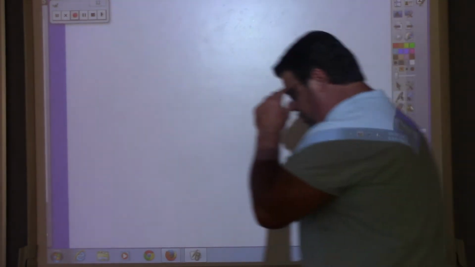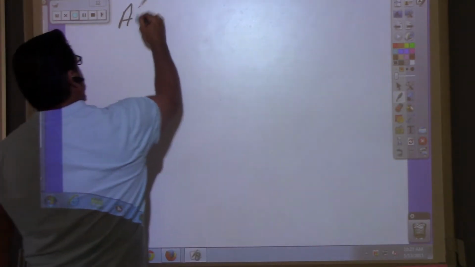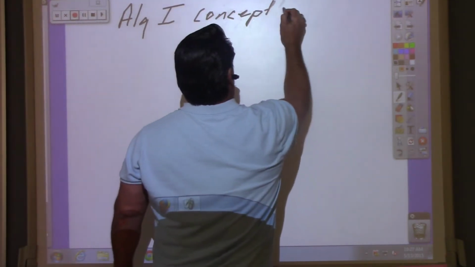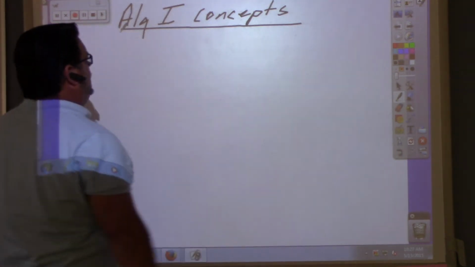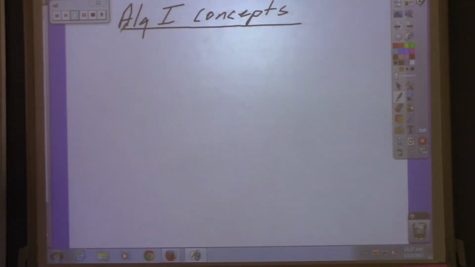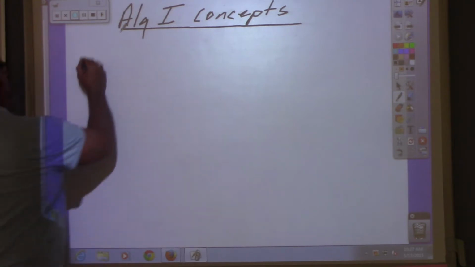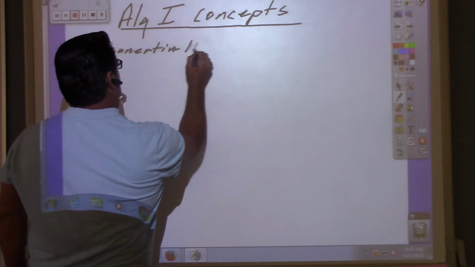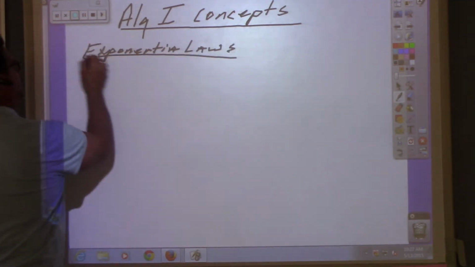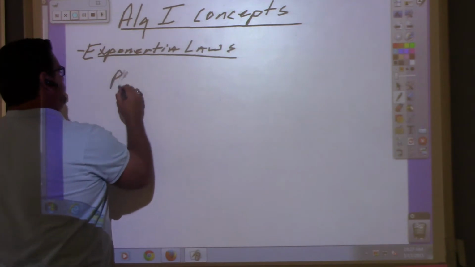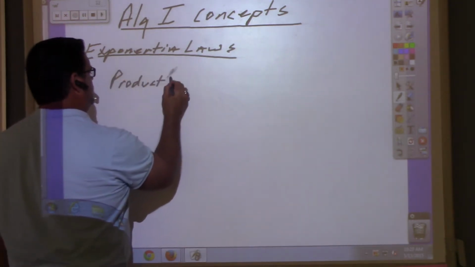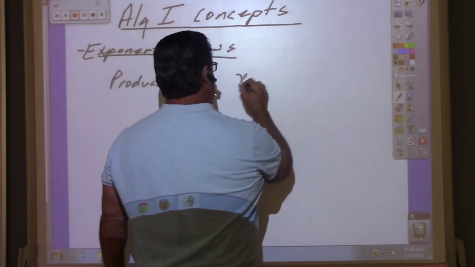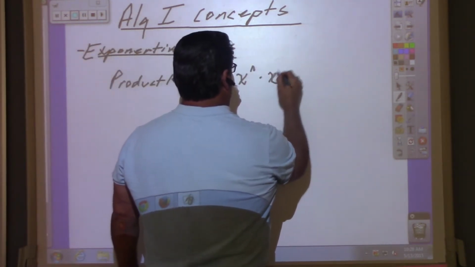All right, first of all, I want to go over a little bit of Algebra 1 concepts, because I want to make sure everybody's on the same sheet of music. Some Algebra 1 concepts that we need to review. First of all, your exponential laws. And they are the product rule, and that is x to the n times x to the m.